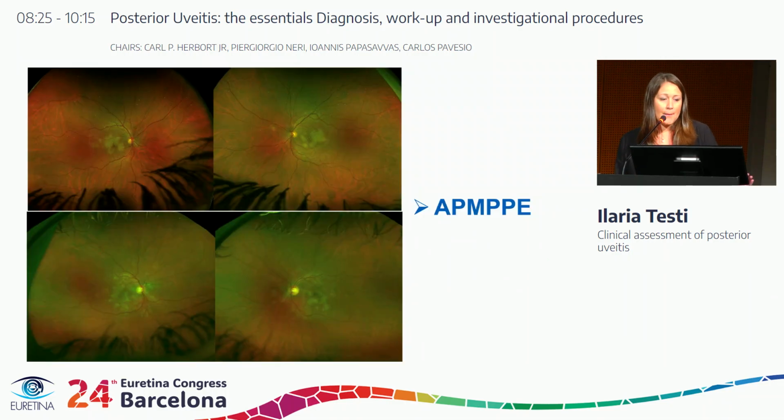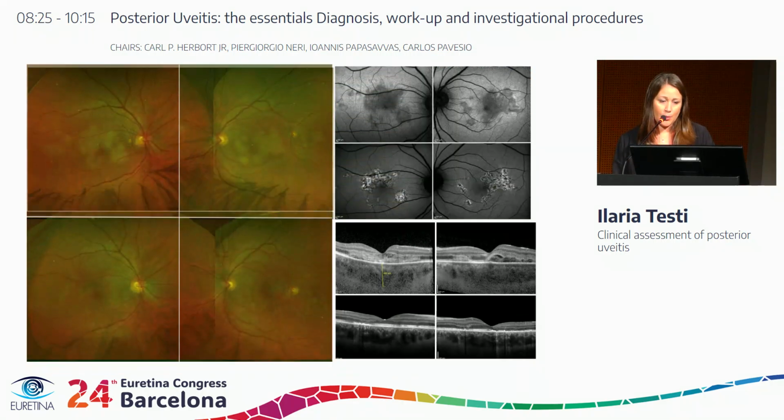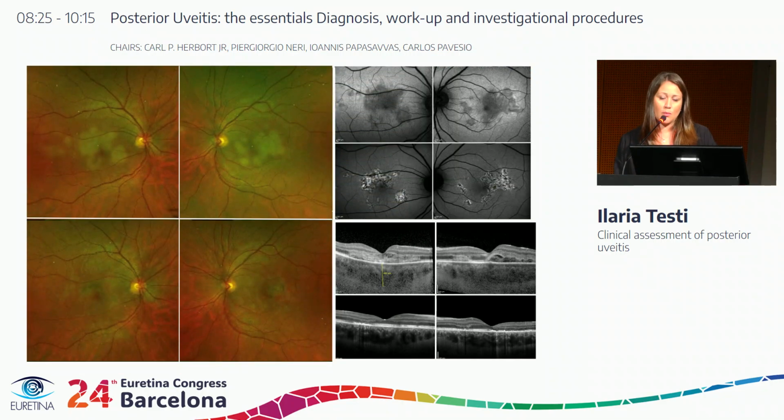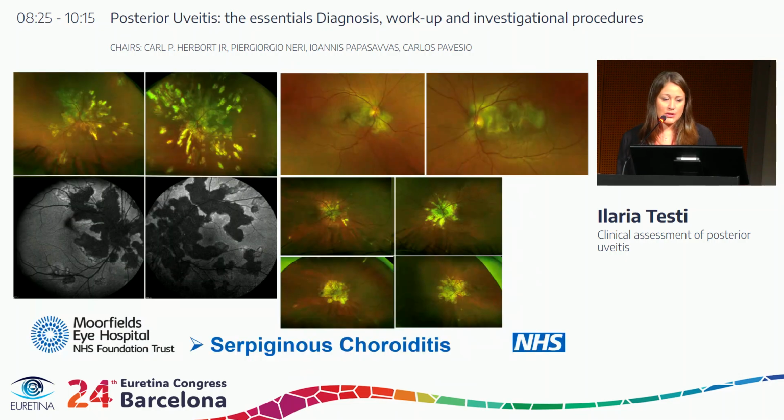AMPPE. You see here AMPPE, a totally different phenotype, with typical creamy yellowish placoid lesions, usually located at the posterior pole. Even here, multimodal imaging is helping you, especially during the active and healing phase. You can see on the imaging at the bottom that AMPPE usually heals leaving chorioretinal scarring. And these pictures are totally different from the picture of another primary choriocapillaritis, which is serpiginous choroiditis.